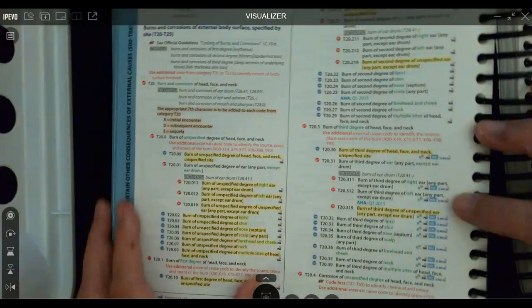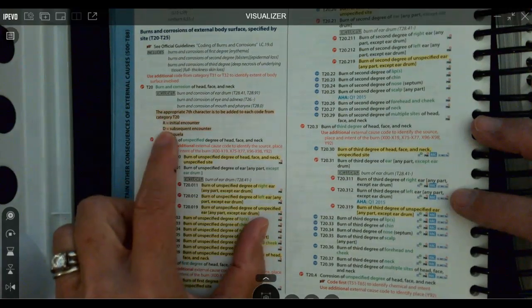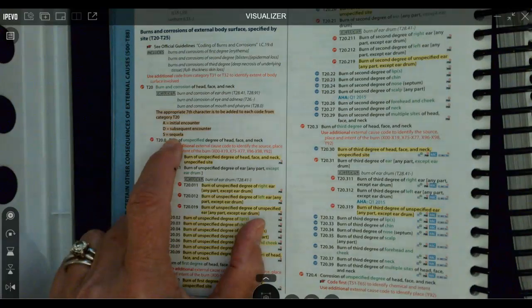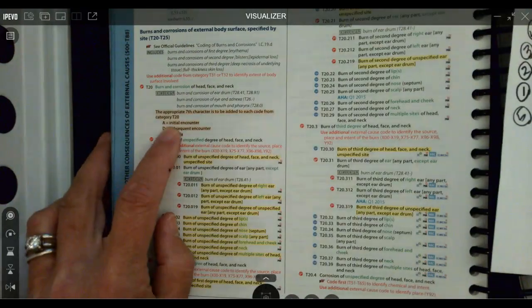So what we have to do is go to the guidelines to see what our 7th character would be. So this is initial, subsequent, or sequela. Since we're in the emergency room, this is acute care, it's going to be an initial encounter.